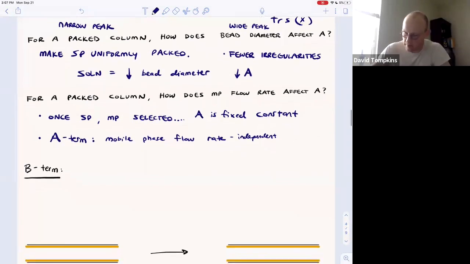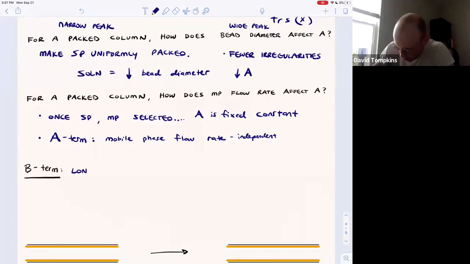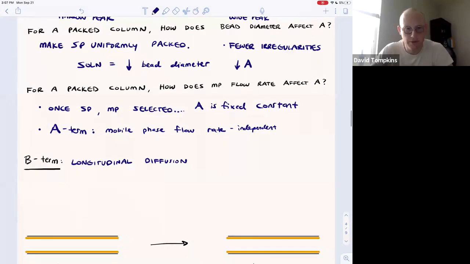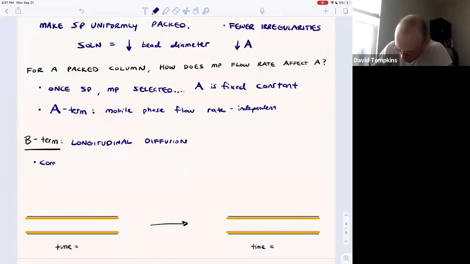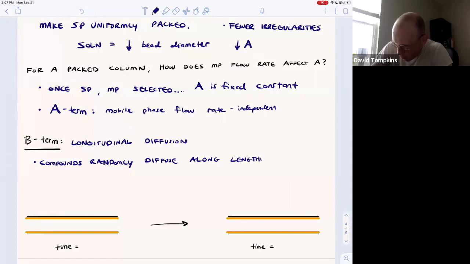So the B term does depend on the flow rate. And we discussed earlier that the name of this term is longitudinal diffusion. So let's talk about what that means now. Longitudinal diffusion just says that compounds are going to randomly diffuse along the length of the column. And they do so with no rhyme or reason, right?